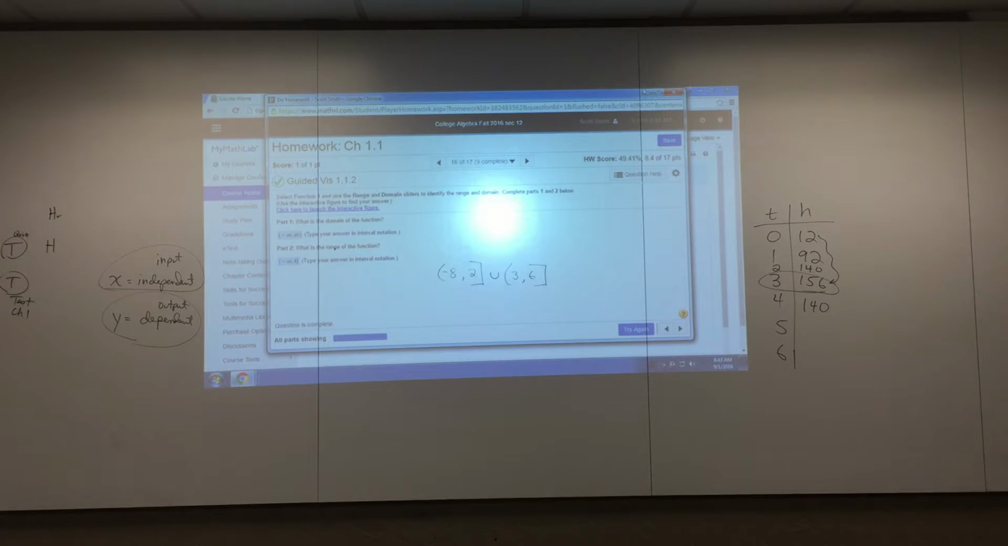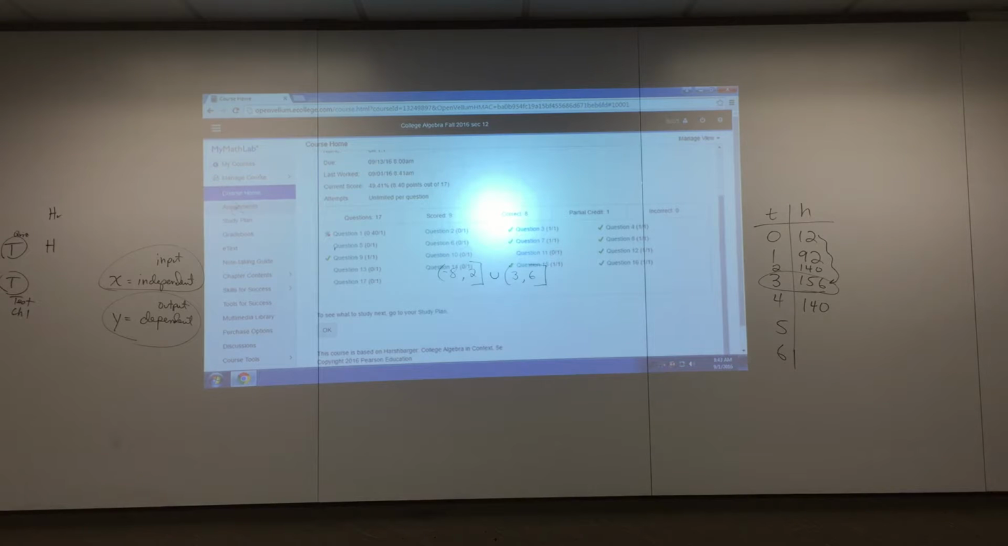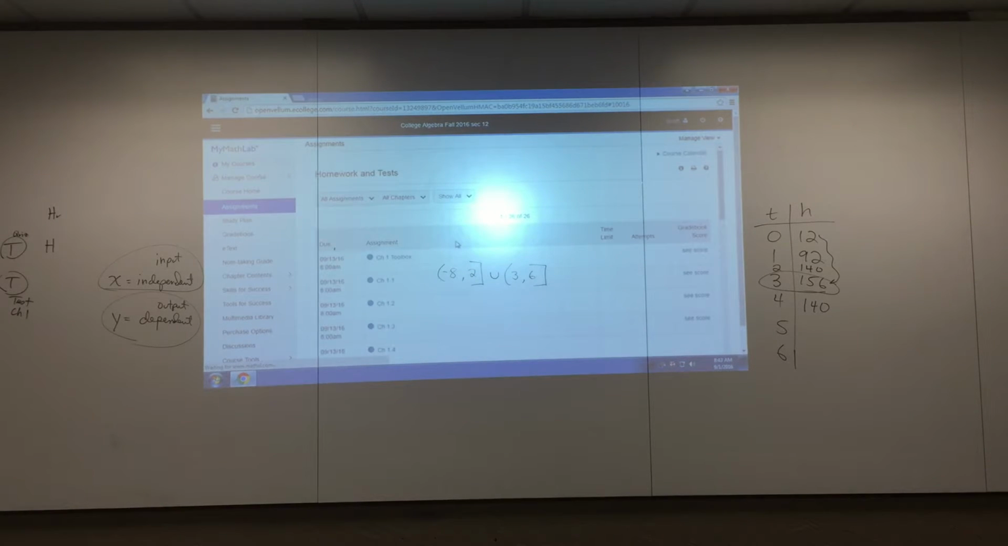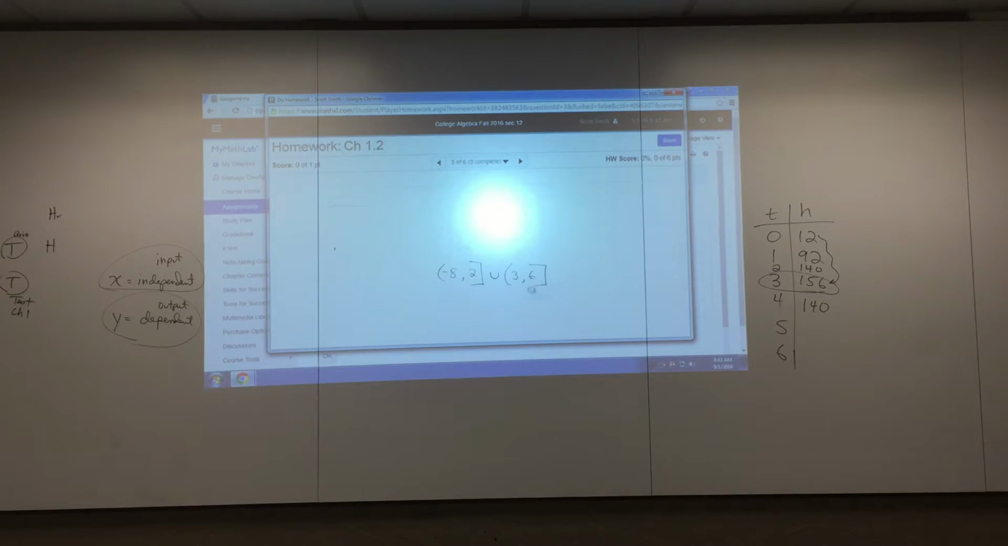Okay, I think I want to quit this. What about 1.2? How do I get there? I just got to go back to assignments. I think 1.2 was pretty easy. Did you have any requests? I'll just grab one. Ooh, that's kind of wild. Complete the table of values and then plot the points by hand. Yeah, that's kind of a tough one, actually.